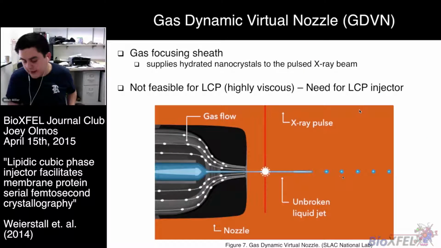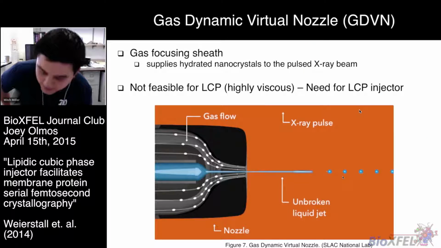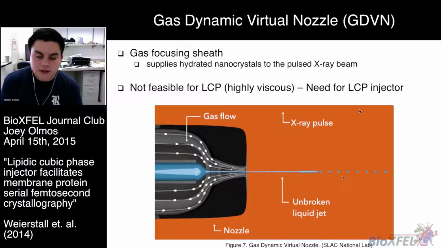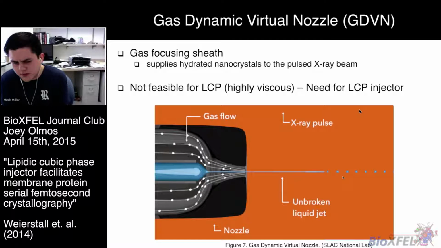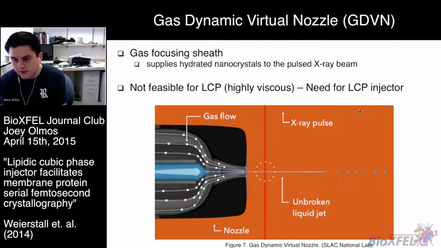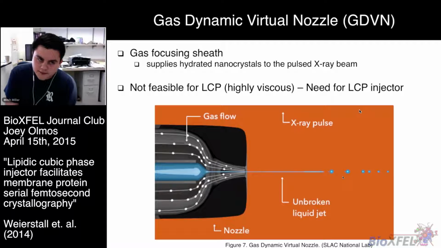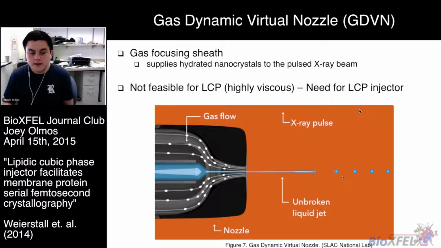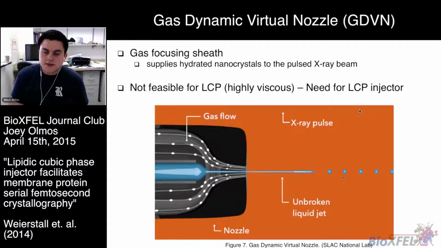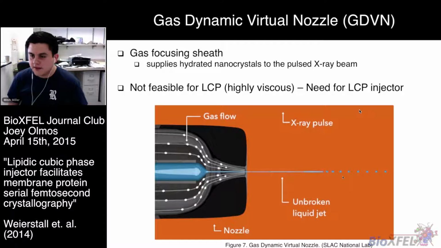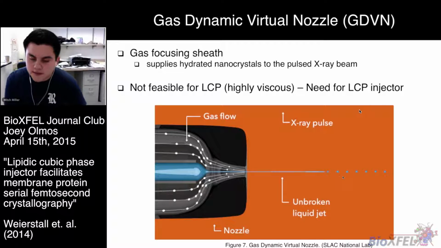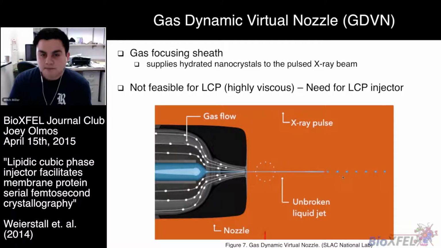And so going back to the gas dynamic virtual nozzle usually used in aqueous soluble protein structure determination with serial femtosecond crystallography, I think Ganesh showed this previously in his journal club presentation. It basically involves this gas focusing sheath that supplies hydrated nanocrystals to the pulsed X-ray beam. Unfortunately, this isn't feasible for LCP because it's so viscous and sticky and gel-like. And so this brought about the need for an LCP injector, which is the focus of this journal article.